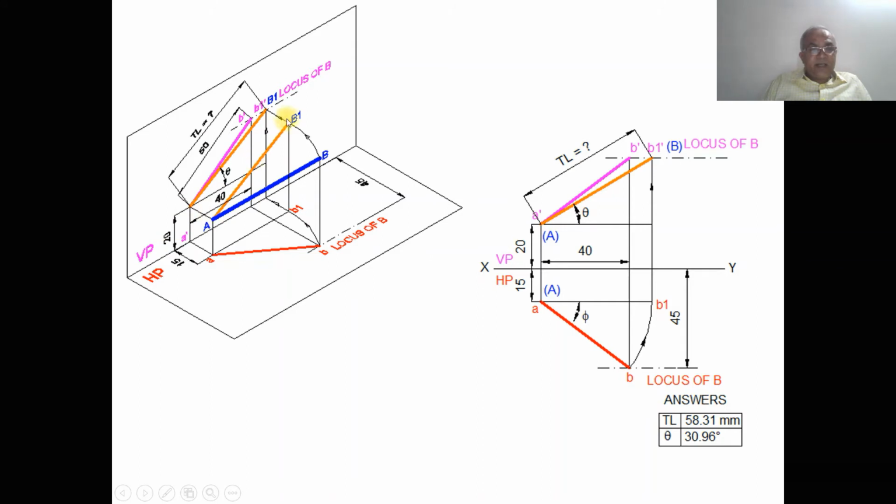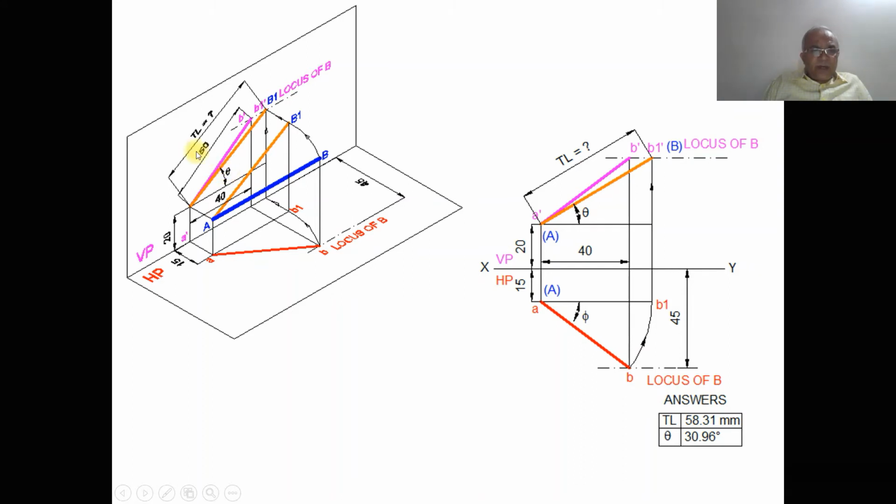You are going to have capital A and capital B1, which, when you look from the top view, are both in front of VP by 15 mm. When it is projected to the front view, it will lie on the locus of B in the front view, and A will still be projected to A dash. So join A dash B1 dash a little bit thicker than the XY line, and as we know, this is the true length, so you have capital A and capital B1.